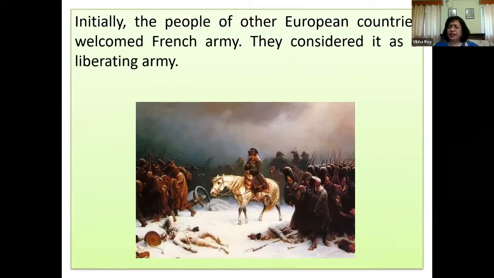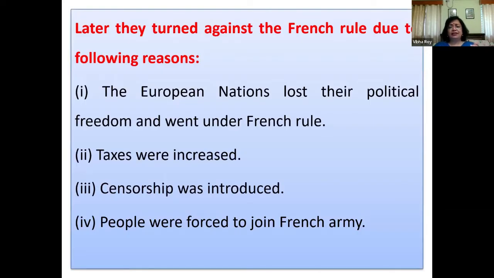All these changes Napoleon visualized, he wanted. So initially the people of other European countries welcomed the French army, and they were very happy that the French army had come to liberate them. They started calling them the liberating army. But later, they turned against the French rule. Why? Because of the following reasons. The European nations lost their political freedom and were taken under French rule. Taxes were increased. Censorship was introduced and people were forced to join the French army. So later they realized that the French were doing this for their own ulterior motive.